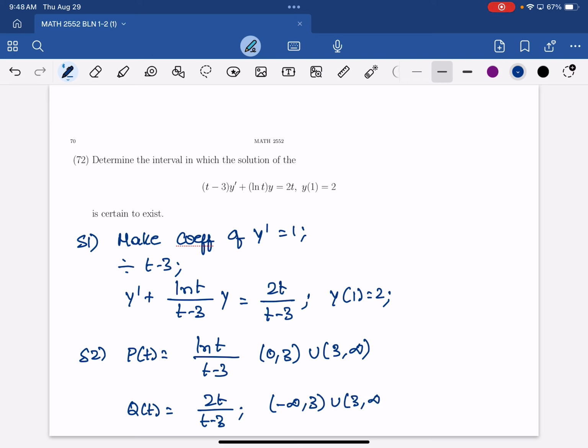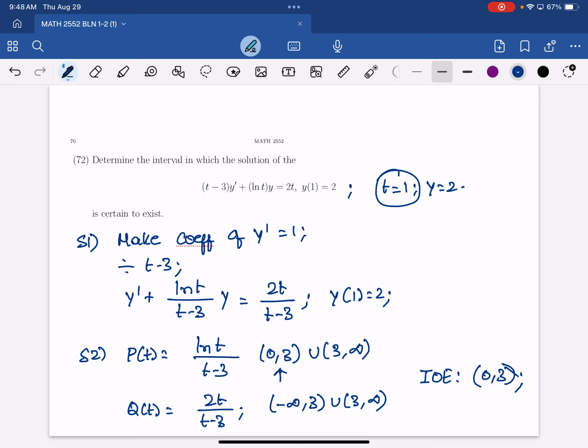Now, where is my initial value? y of 1 equals 2. In which interval does it belong? y of 1 equals 2 means when t is 1, y equals 2. So we are looking only at the t value, not the y value. Please remember that. Which interval does t equals 1 belong to? 0 to 3, right? Do you agree with me on that? So the interval of existence for this problem is 0 to 3.